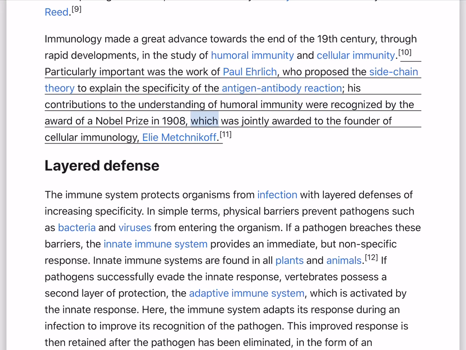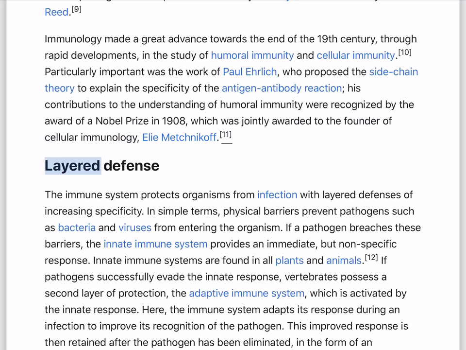Layered defense. The immune system protects organisms from infection with layered defenses of increasing specificity. In simple terms, physical barriers prevent pathogens such as bacteria and viruses from entering the organism. If a pathogen breaches these barriers, the innate immune system provides an immediate, but non-specific response. Innate immune systems are found in all plants and animals.